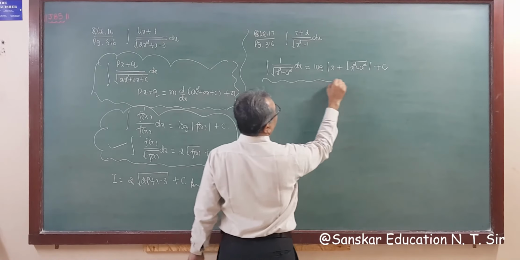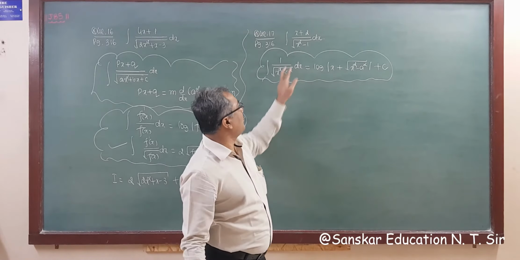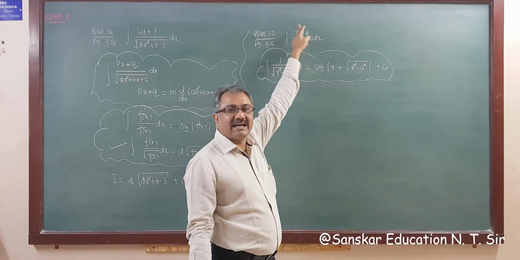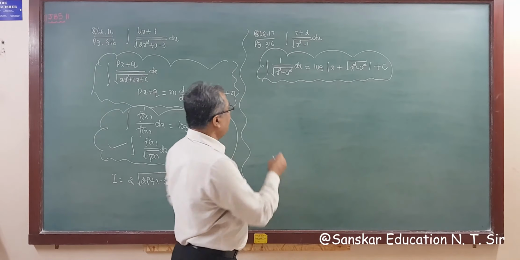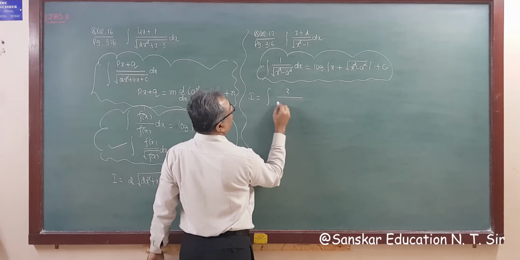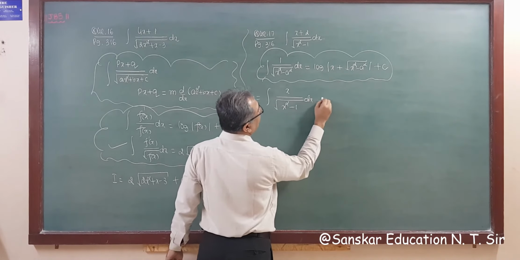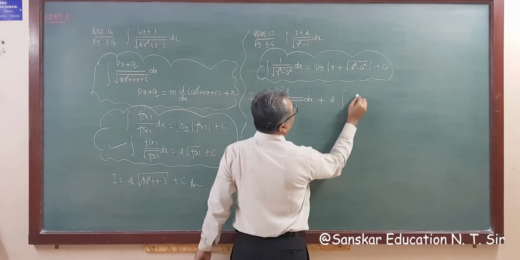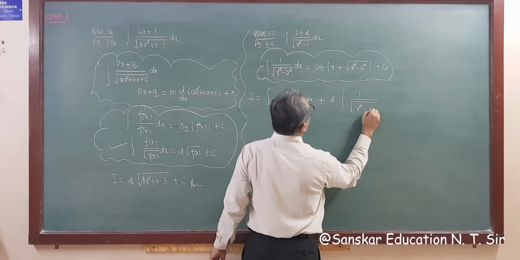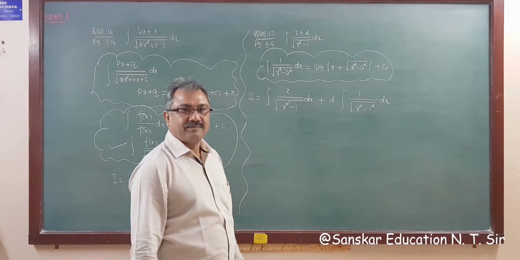This is your answer, right? But this is the standard form. Here we need only a constant instead of that x plus 2. So I am bifurcating it, writing separately: x whole upon root of (x square minus 1) dx, plus 2 as a constant, integration of 1 upon root of (x square minus 1 square) dx. So I am writing 1 as 1 square, right?